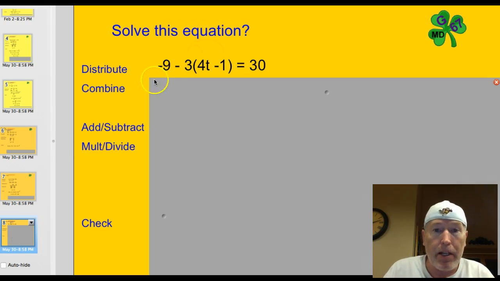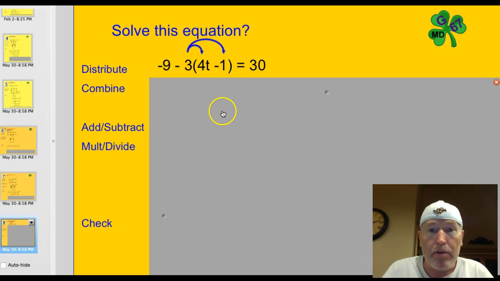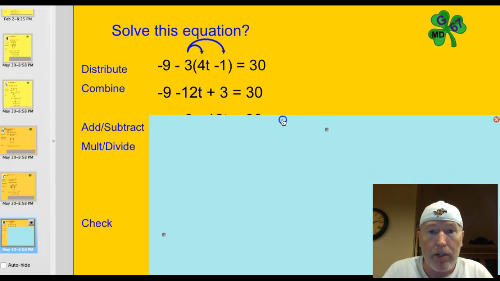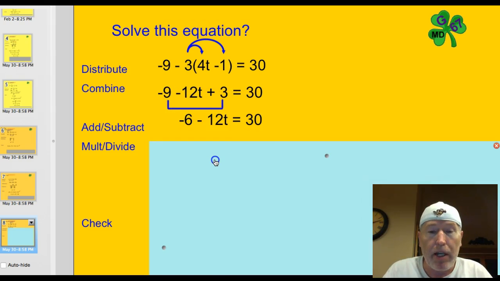All right, let's see how you did. I'm going to put my arrows for my distributive property in first. So if you did this right, you'd have minus 12t plus 3 equals 30. Looks like there's some like terms you can combine here. You've got a -9 and a +3. I can change that to a -6 minus 12t equals 30.